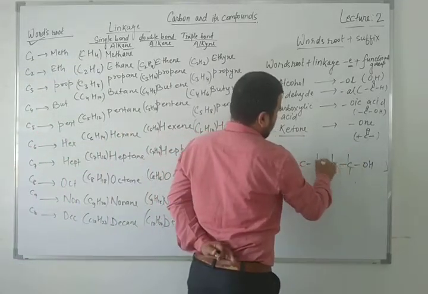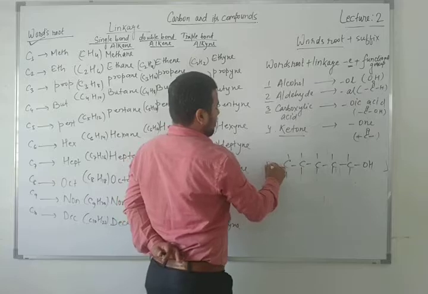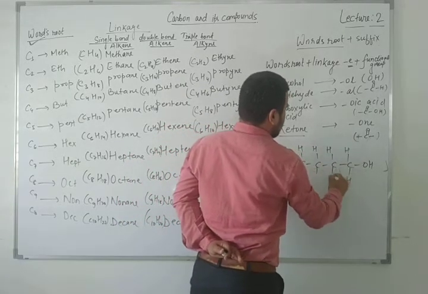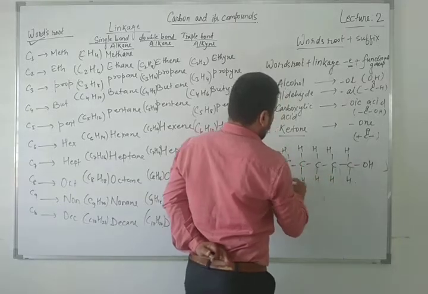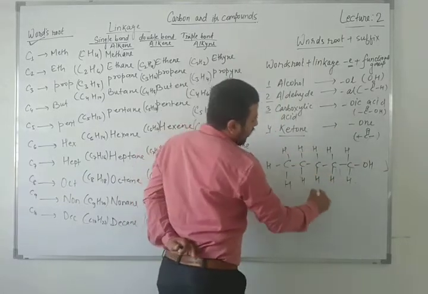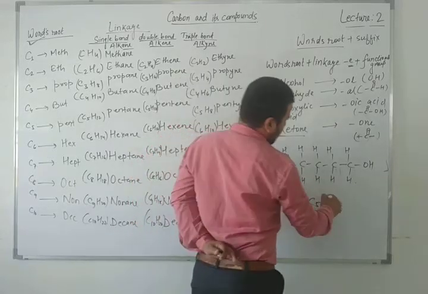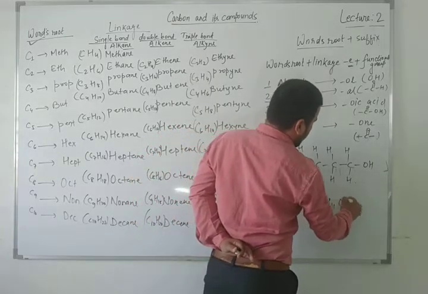Now everywhere I just have to represent the hydrogens. You can see here pentanone. This is the structural formula of pentanone, and if you want to write the chemical formula, it is 5 carbons, 5 times 2 is 10 plus 1, 11 hydrogens, and OH.